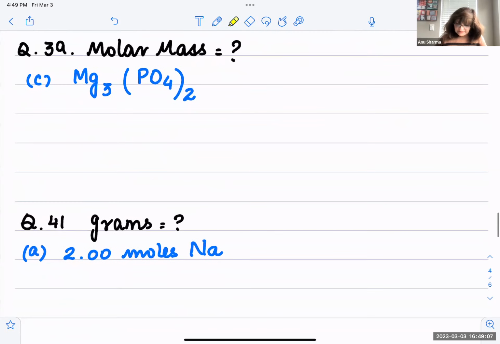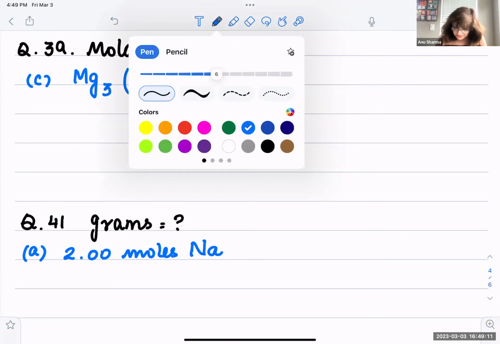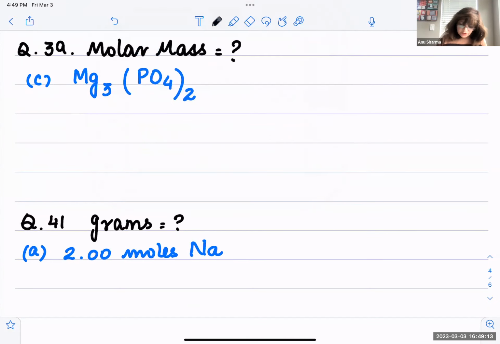Okay. Next is calculate the molar mass. So how would you do that? Here, you're going to need the periodic table. So refer to the periodic table. This 3 applies to magnesium. This 2 applies to phosphorus, and it applies to oxygen. Okay. And this 4 only applies to oxygen.